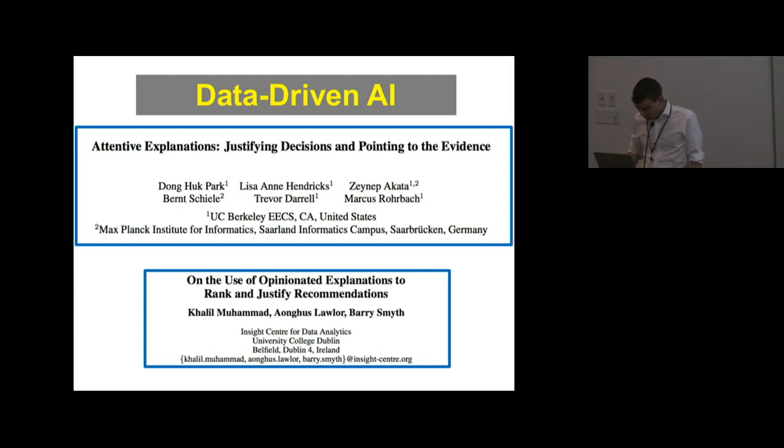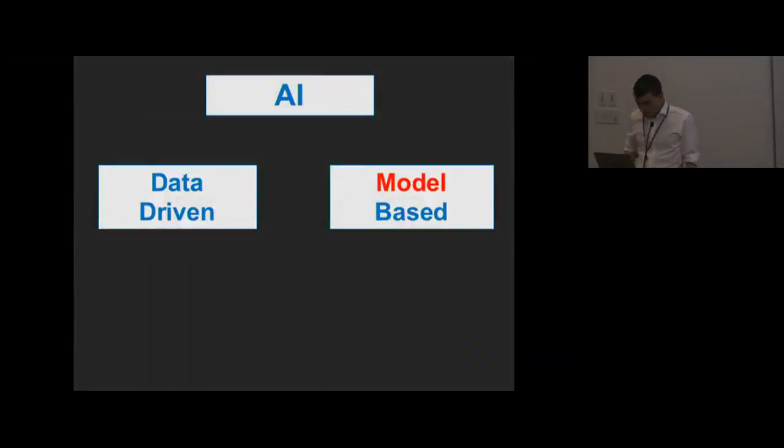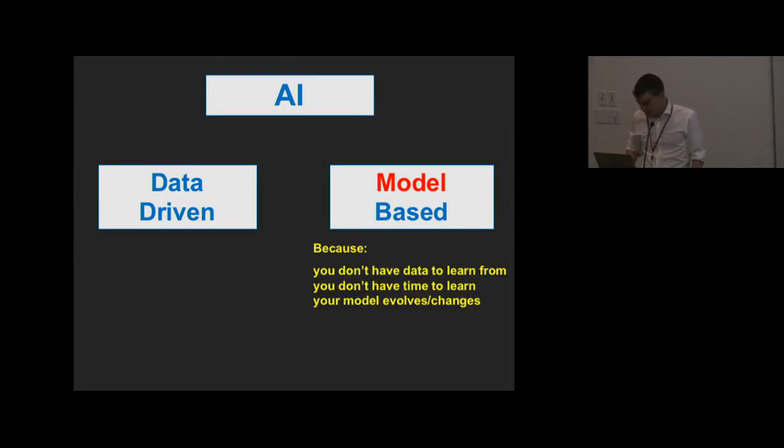Now, as we all know, AI is not only data-driven, but it's also model-based, right? And particularly, you need to use model-based AI, at least in the following cases: when you don't have data to learn from, or you don't have time to learn, or your model evolves and changes so often and so quickly that you cannot repeat the training every time.